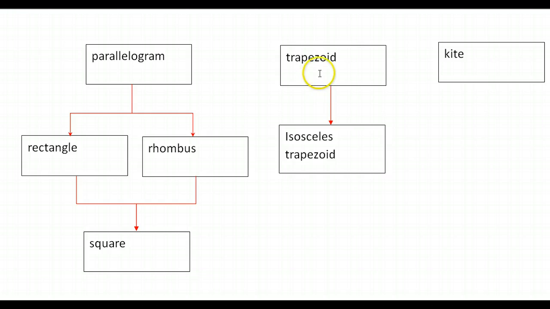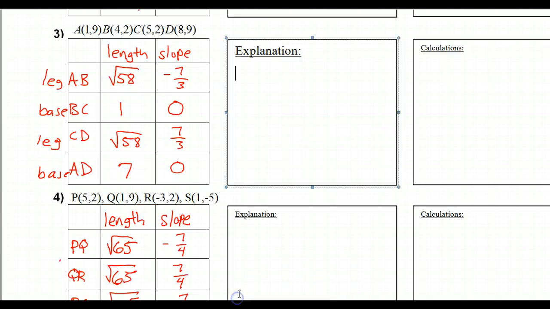Well, what's a trapezoid? A trapezoid has exactly one pair of parallel sides. Okay? And this does have exactly one pair of parallel sides right here. These sides are parallel. We know that because the slopes are the same. So that's why these sides are the bases. So this is a base, because they're the parallel sides, BC is a base and AD is a base.